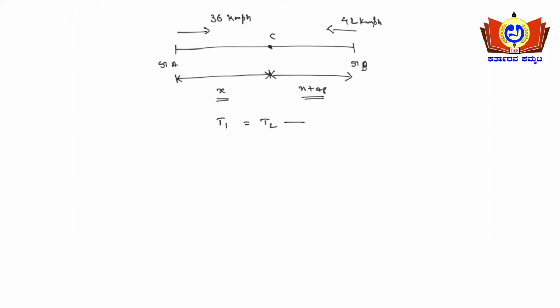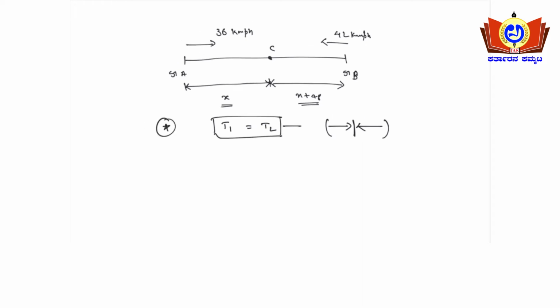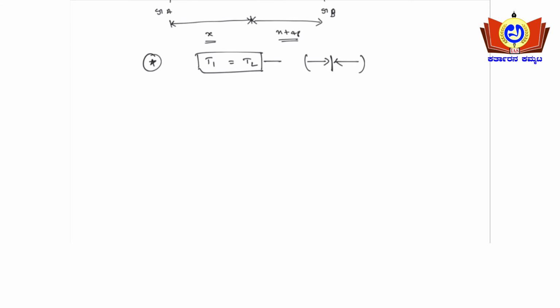So we need to equate the time when the trains are meeting. The trains are meeting from two different points, so when they meet, we need to equate the time here. This is the star mark. These are conditions you need to remember. I have explained it in the basic concepts video.